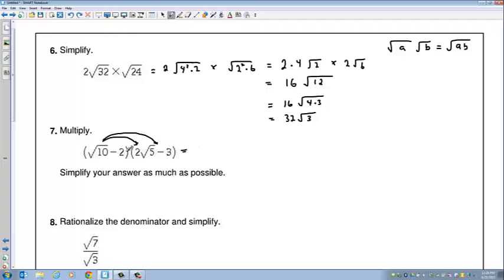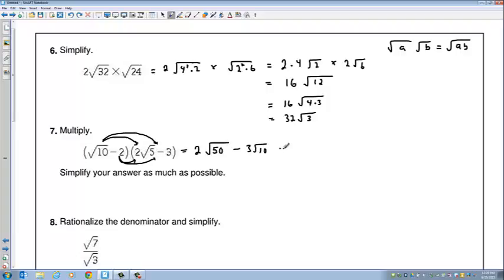So this would be equal to the square root of 10 times 2 root 5, which is 2 square root, and you can combine these, so 10 times 5 is 50. And then minus, because that's a minus, you have root 10 times minus 3, and so you get minus 3 root 10. And so now that you're done with the square root of 10, you have to move on to the negative 2 here, so the minus 2. So this times this, and this times that.